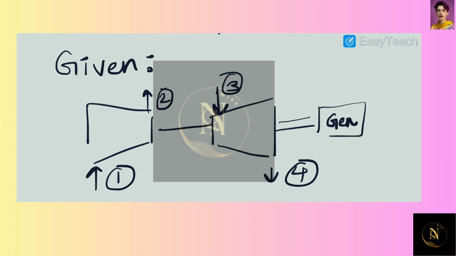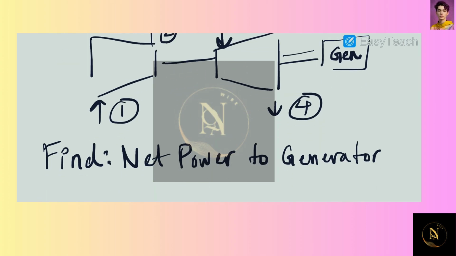Hi everyone, so what we have is a turbine that is powering a compressor and also a generator. Steam is entering this turbine from 3 to 4, and we also have some air that is going from 1 to 2 through the compressor that's being compressed. What we're asked to solve for is the net power that is going to the generator.